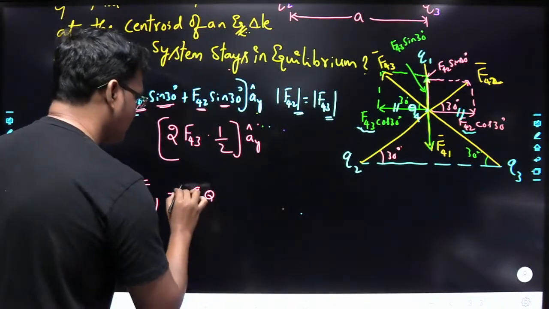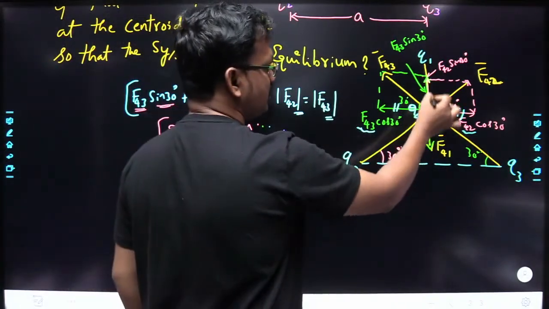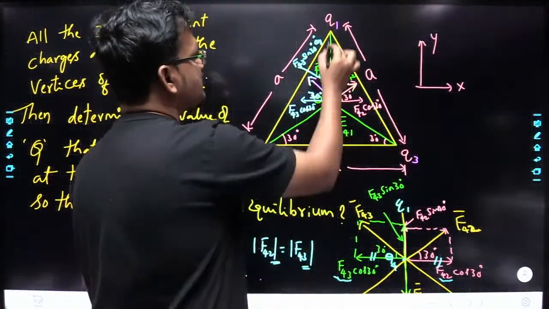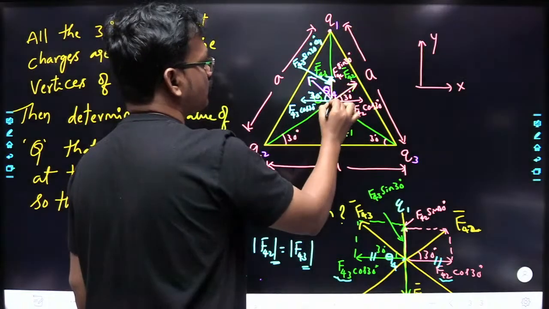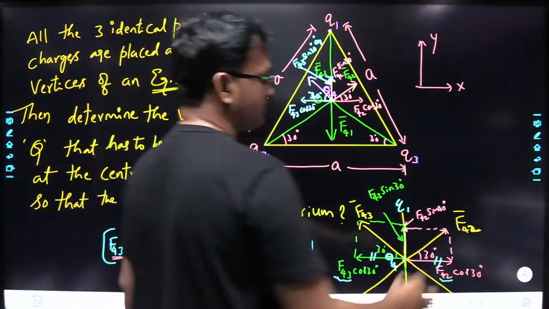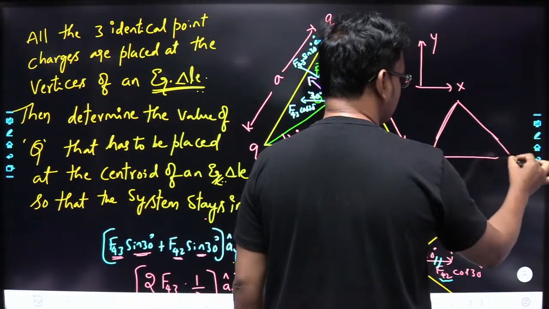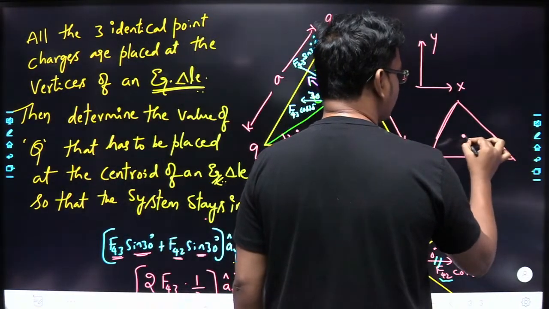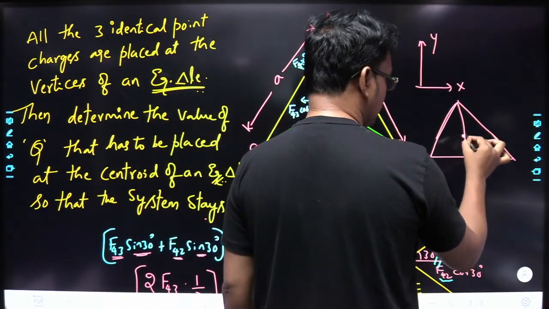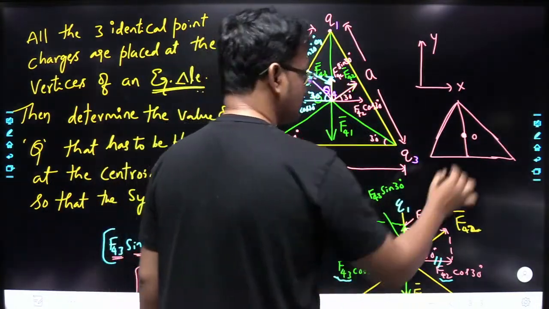Right. So K into Q divided by the square of the distance between these two. See, what is the distance between Q1 and Q4 here? Tell me. See, if you consider an equilateral triangle, we know that the centroid will always divide this perpendicular bisector. This is the centroid here, or I will draw separately here.